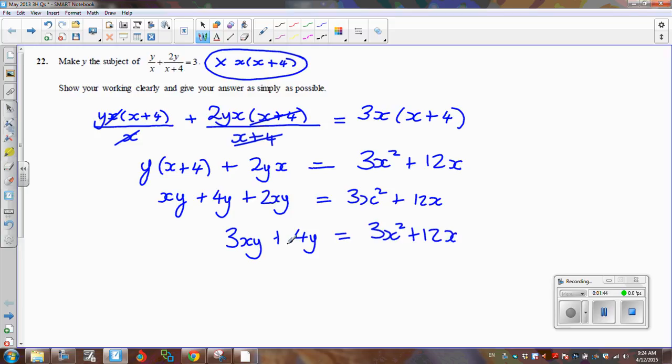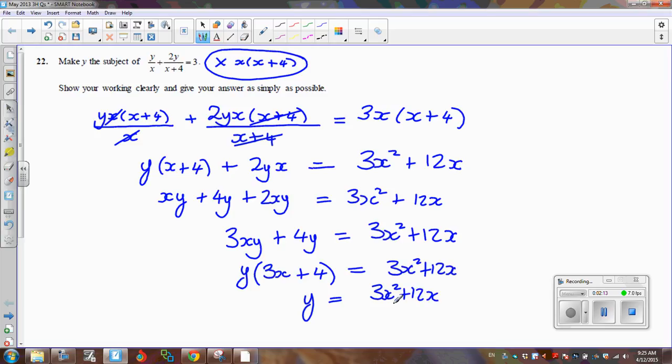Now I need to make y the subject, and in order to make y the subject, y has got to appear only once. I've only got y's on this side, so what I'm going to do now is factorise, so that on the left hand side I've got y, and then in brackets 3x plus 4 is equal to 3x squared plus 12x. And the only thing that remains for me to do now to make y the subject, I'm going to divide by this bracket, so y is going to equal 3x squared plus 12x divided by 3x plus 4.